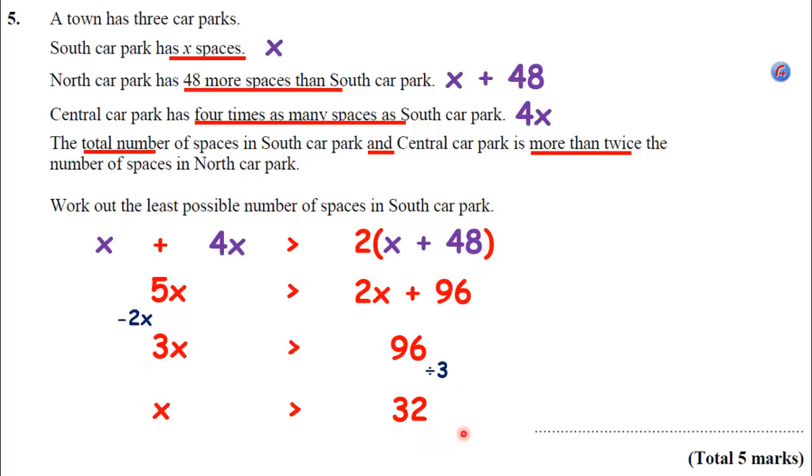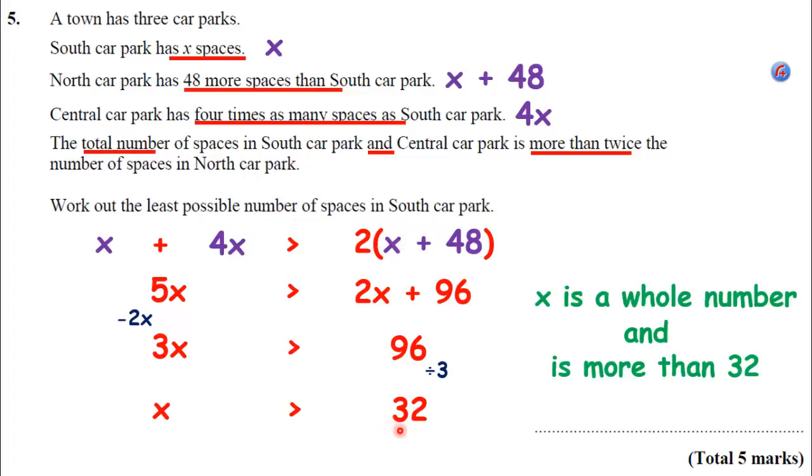Okay. Now, what do we know from here? The question says work out the least possible number of spaces in the south car park. It's the smallest number of places in the south car park. But we know that x is a whole number. It's a car parking space. You can't have half a car parking space. It is definitely a whole number, and it's more than 32 from this statement here.